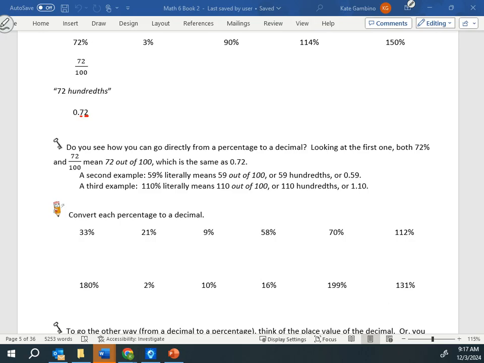Adeline? 3 over 100. So that is the same as saying 3 hundredths. So instead of saying 3 over 100, the proper math way to say it would be 3 hundredths. So we want our decimal to read 3 hundredths. What would that look like to have 3 hundredths as a decimal? Helen?